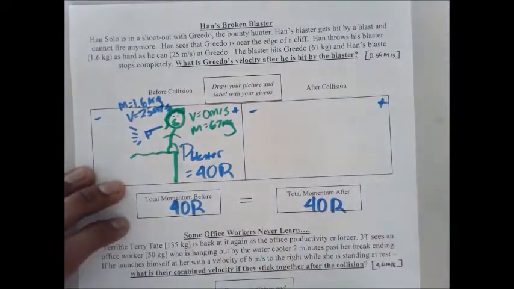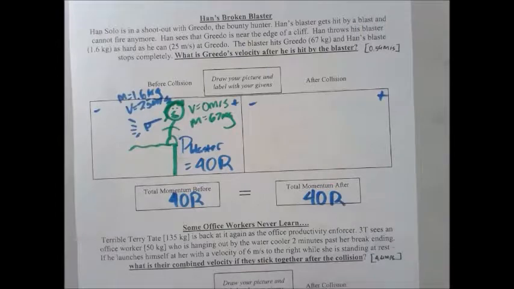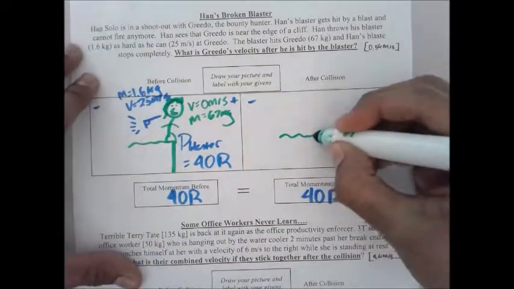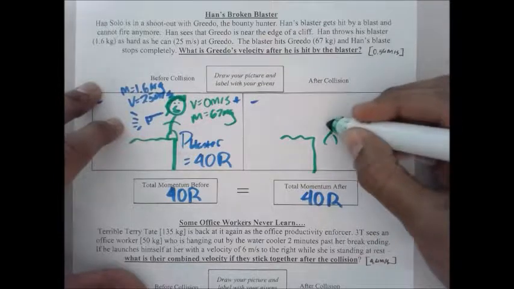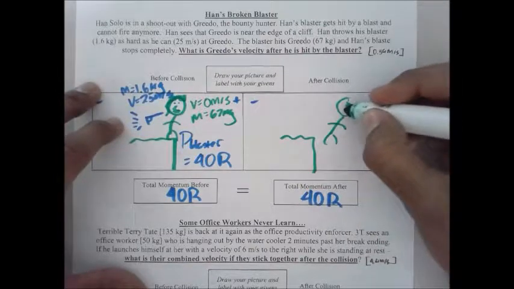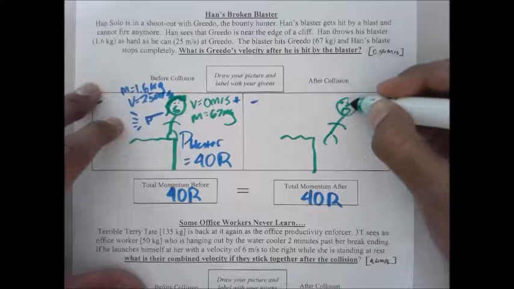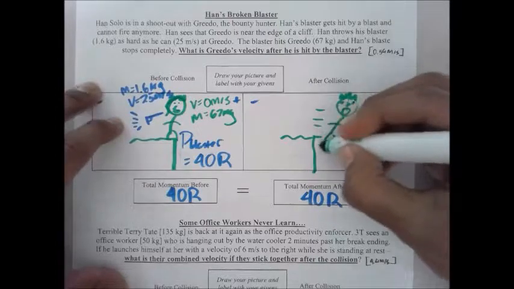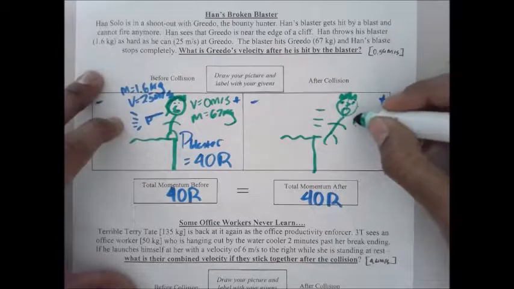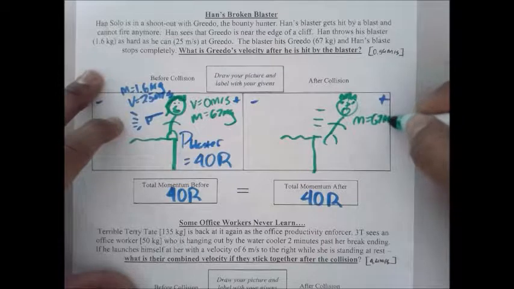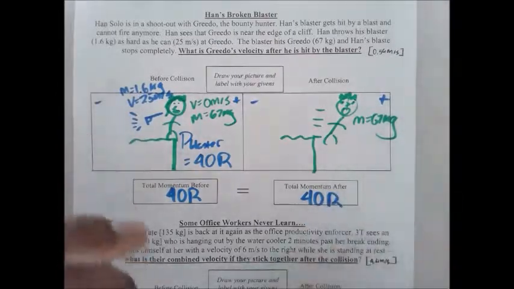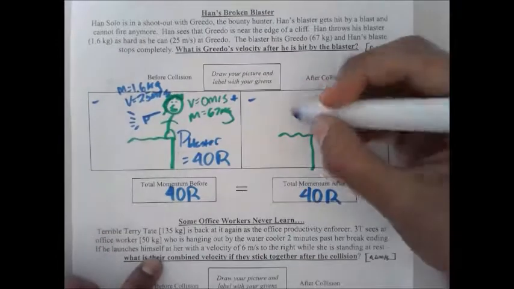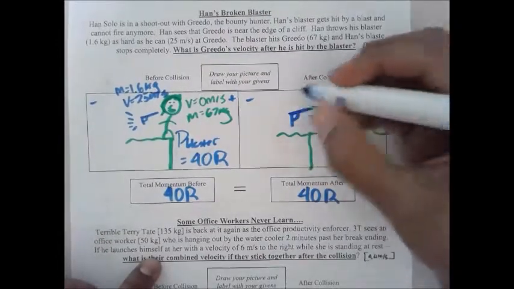Law of conservation of momentum, whatever comes before has to come after. And now we know that all of the momentum of the blaster went into Greedo. We know that Greedo's going to start moving. Whoa, Greedo, no! But we don't know how fast he's going to move. You know his momentum has to be 4.0 roys, right? Because we know at this point the blaster stopped completely.